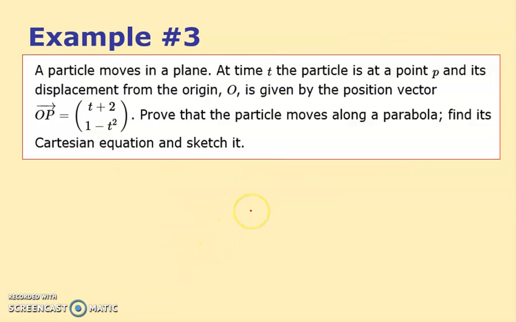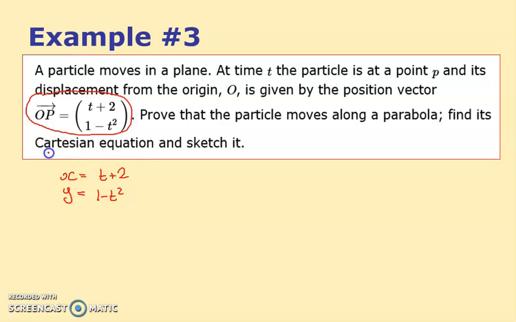So that's right. A particle moves in a plane. At a time, the particle is at point P. Its displacement from the origin is given by this position vector. This position vector is unusual in that it hasn't got numbers. It says it's following this rule. So if you like, the x value is t plus 2, and my y value for it is 1 minus t.